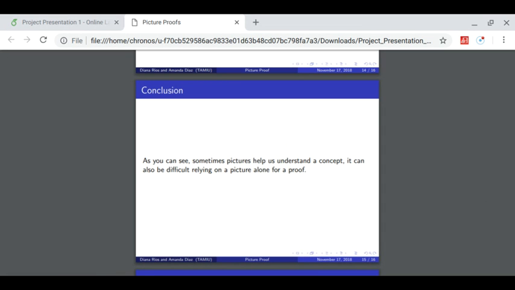As you can see, sometimes pictures can help us understand a concept, as in the summation problem. It can also be difficult relying on a picture alone for a proof, as we see in our other problems.